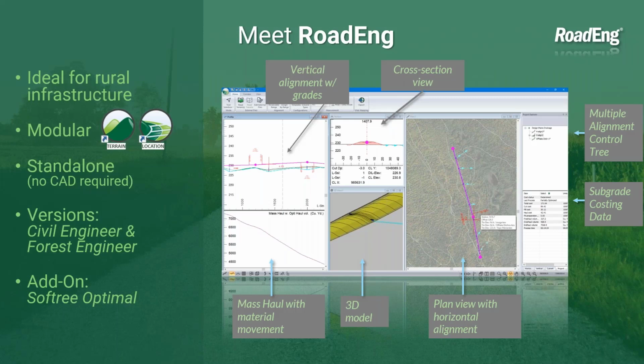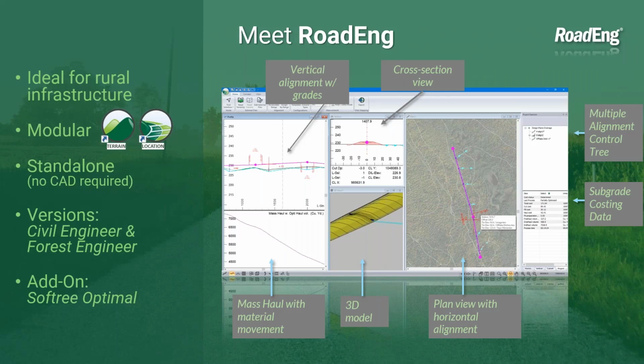The other key note as I give you a very quick introduction to the software is that there are two different installer versions. We've got a civil engineer and a forest engineer, and sometimes this is confusing even for clients. Civil engineer and forest engineer are basically the same software, they just have very different standards and settings that they call. They have all the same functionality, and you can change those defaults. The last little note is there is an add-on, RoadEng Plus, which is our Softree Optimal tool, so we will leverage that today.